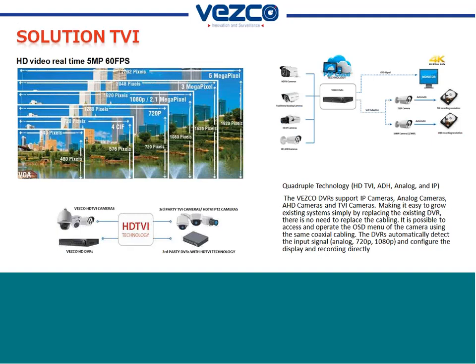So we're going to talk about here our solution in TVI. Our solution in TVI can offer HD video in real time at 5 megapixels at 60 frames per second. So when we see here, I have made a diagram of the different sizes of images that we have, going from 480p to 1920.